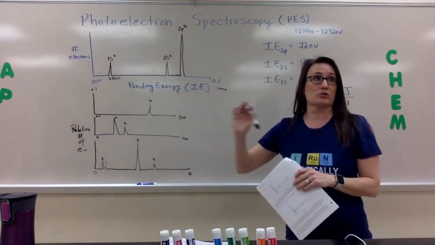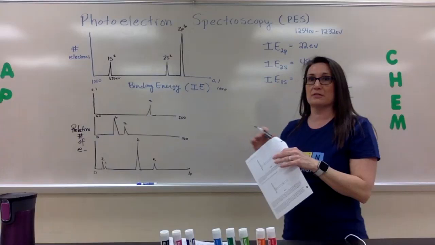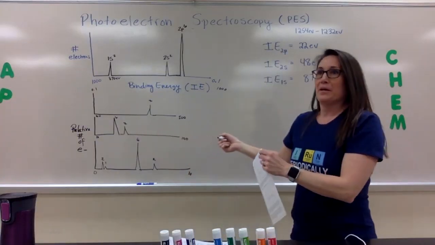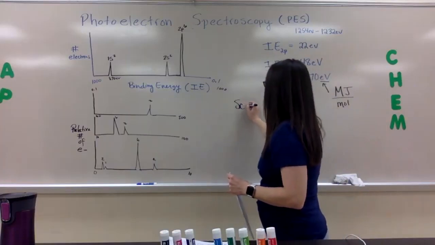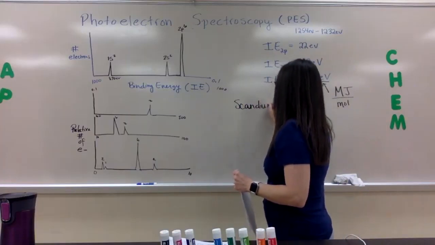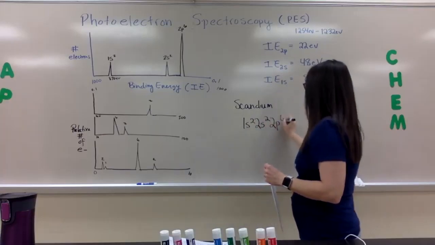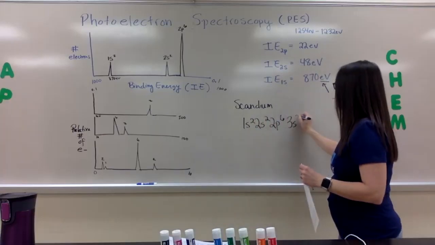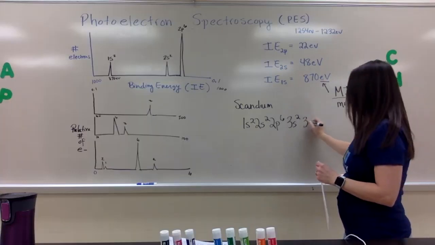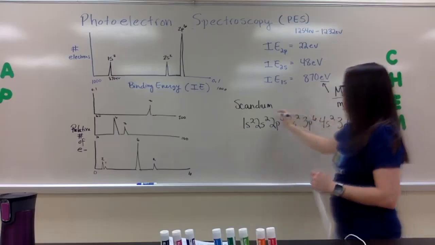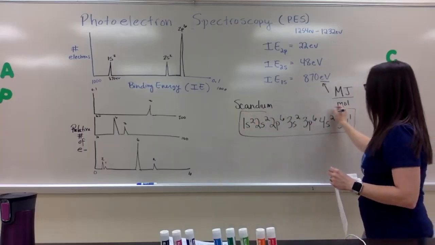The whole thing, no shortcuts, no noble gas as a core, okay? So what is it? Let's see if they will answer the question. So scandium, I'll write the word. 1s2, 2s2, 2p6, 3s2, 3p6, 4s2, 3d1. Okay, 1s2, 2s2, 2p6, 3s2, and then 3p6, right? 4s2, 3d1. 4s2, 3d1. Okay, so there's our configuration.